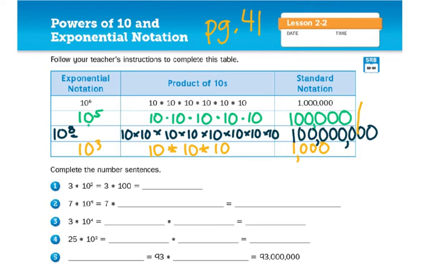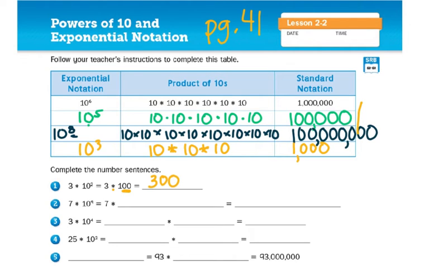Now if we look at completing the number sentences, it says that 3 times 10 to the 2nd power is the same thing as 3 times, there's my 2 zeros, 3 times 100, which would equal 3 times 1 is 3, with 2 zeros behind.